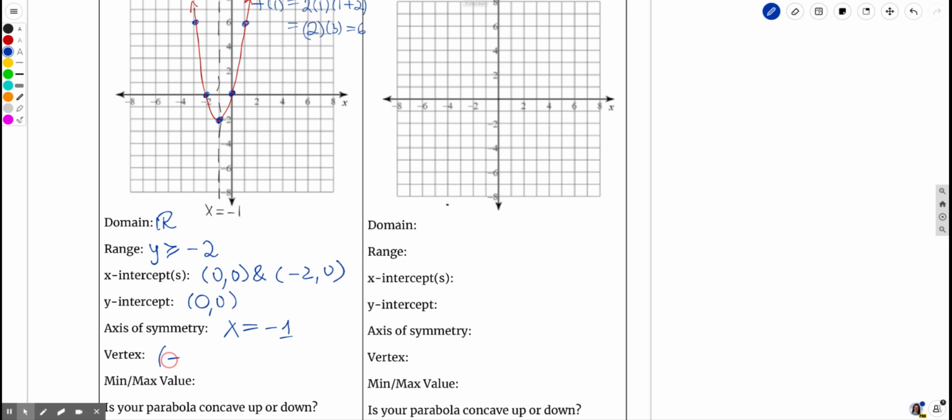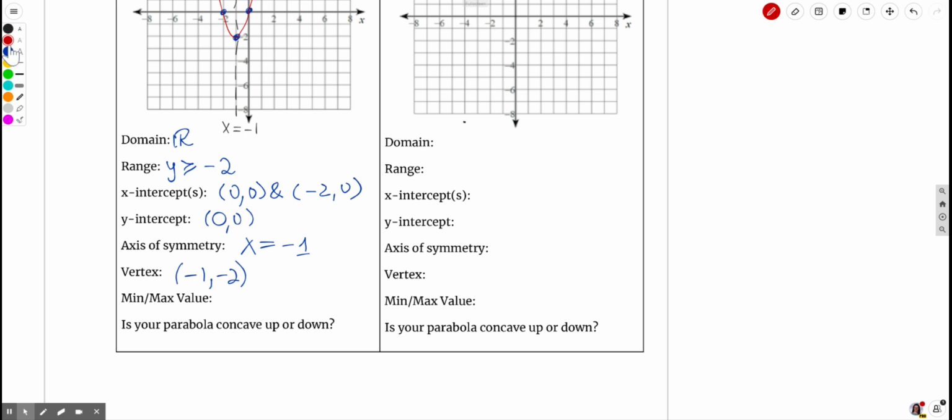Our vertex is going to be -1, comma -2. It is the point where our parabola in this case is the lowest. Our min value, I'm going to circle the word min, is -2, and it is the y value of your vertex. Our parabola is concave upwards.